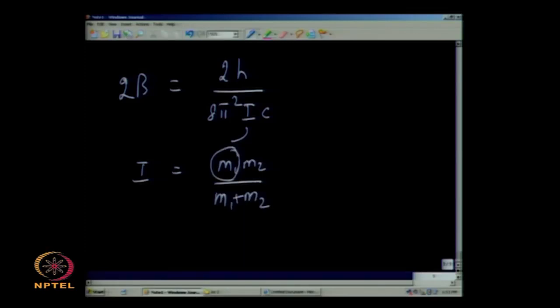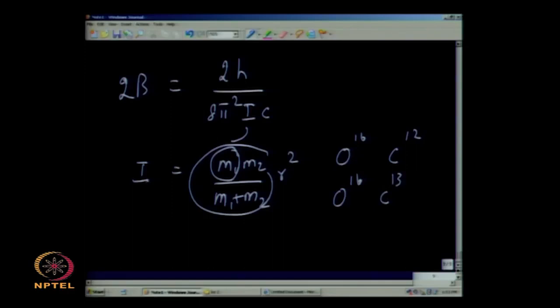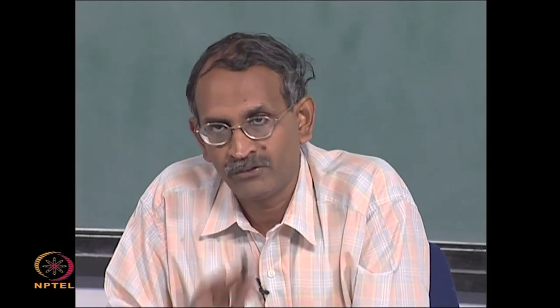Therefore, if the mass of one of the atoms is oxygen 16 and the other atom is carbon 12, you get one value for this times R square. You get one value for the reduced mass, and if the molecule is oxygen 16 and carbon 13, then you get another value for the reduced mass. And therefore, you see that you get two different rotational spacings for the same molecule dependent on the isotopic masses of the compound. Now, where do you think that this difference will be maximum?